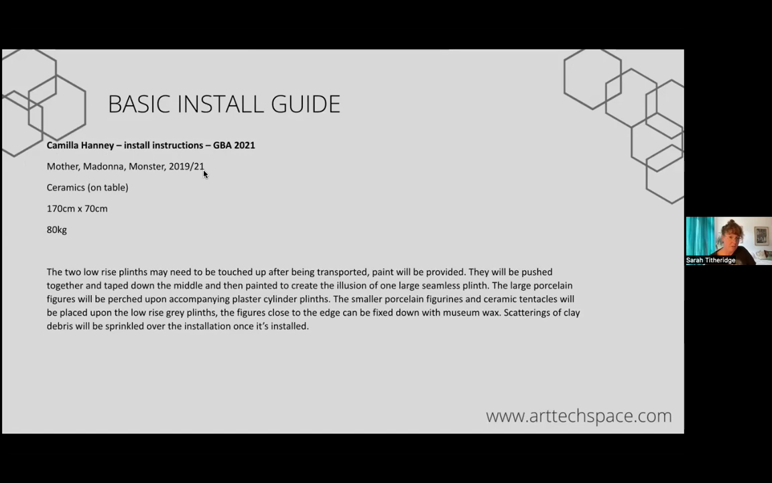So, name of the artwork and the date, that it was ceramics on a table. All that stuff was great. And then it goes through to describe the two low-rise plinths that may need to be touched up after being transported. Paint will be provided, which is very nice because it was a very specific type of paint that we couldn't source immediately. So that was great.